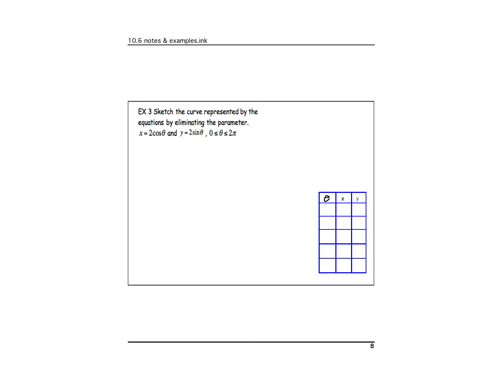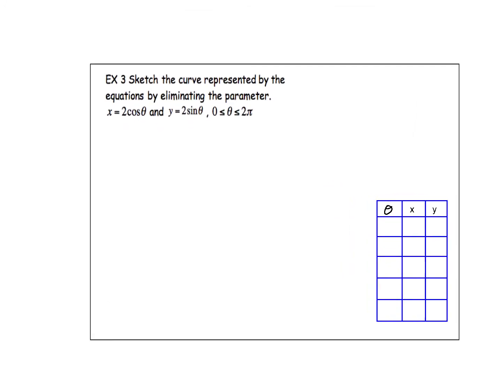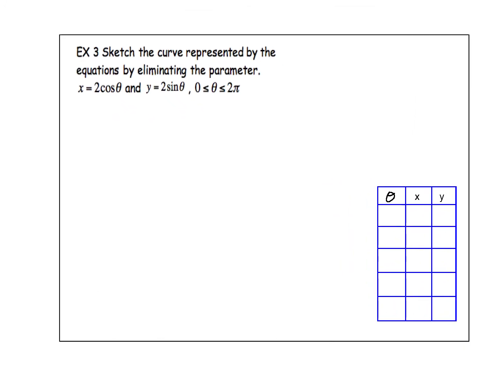What if we did something similar, but we did it with some trig? Sketch the curve represented by the equations by eliminating the parameter. Let's try to be tricky here. First of all, we can do that side work again. We can come up with our table, and it's 0 to 2 pi. Based on how the table is defined, I'm just going to go with 0, pi over 2, pi, 3 pi over 2, and 2 pi.